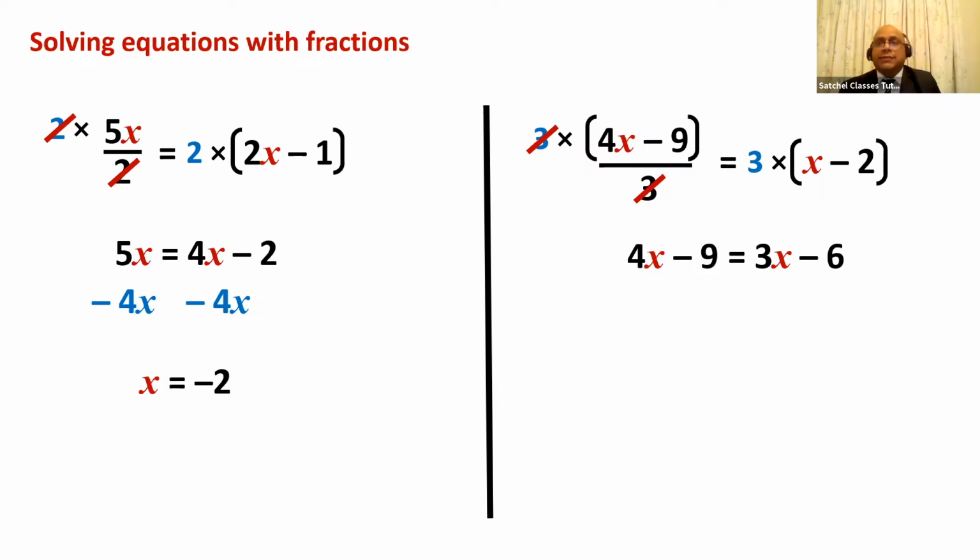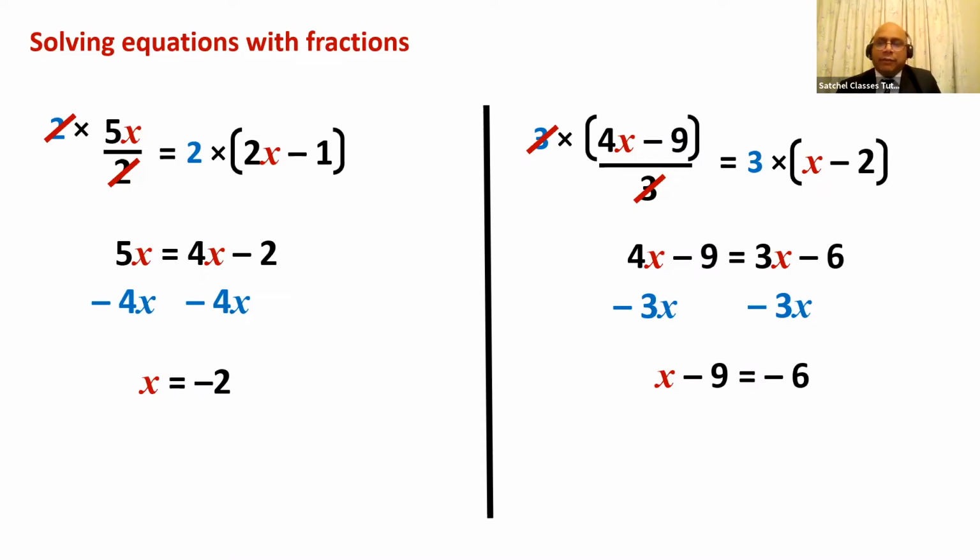Unknowns on both sides. First, let's get the 3x from the right to the left, right? So I'll subtract 3x from both sides. On the right hand side, 3x minus 3x gets eliminated, 0, right? And on the left, we are left with 4x minus 3x, which is 1x, x minus 9. And on the right, we have a minus 6. So x minus 9 equals minus 6.